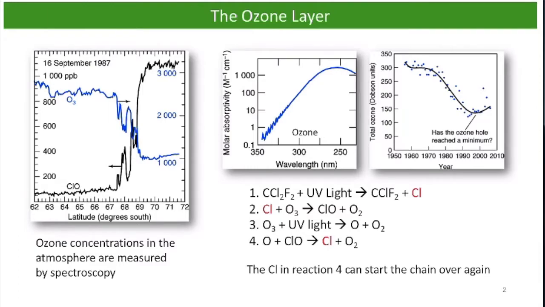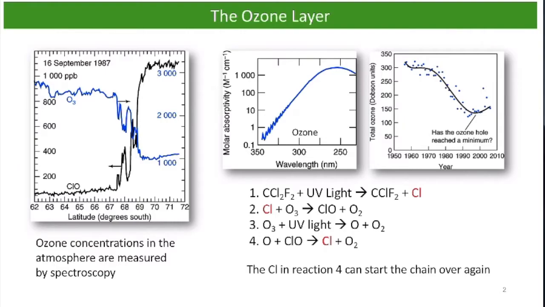So using spectroscopy back in the late 80s and early 90s, we were able to determine how the ozone layer was changing as a function of latitude. Back then there was a big deal about the ozone layer and how it was depleted and thinning over the South Pole. This graph shows the concentration of ozone decreasing as it gets closer to the poles, so at higher latitudes down here.